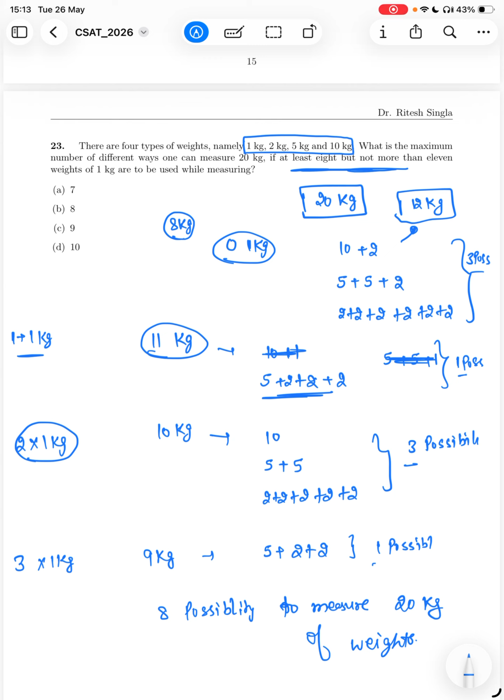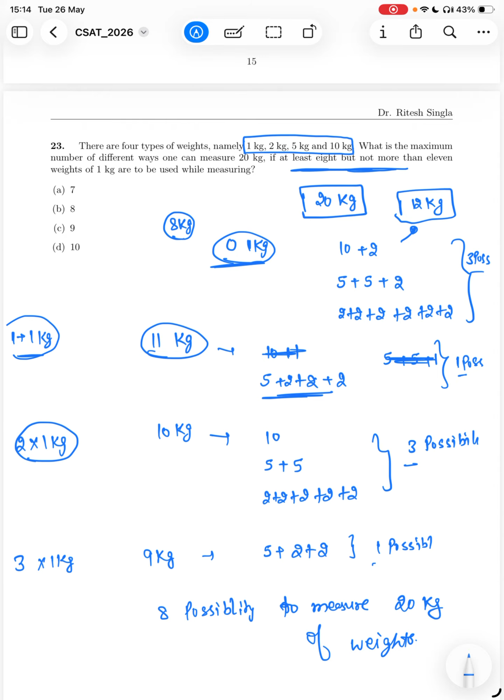We have already used 8. So we can at max use 3 1 kgs more, at one particular time at max. So you can use 0 1 kgs, 1 1 kg, 2 1 kgs or 3 1 kgs. So I have made all the cases that if I am using 0 1 kgs, so I need to cover 12 kgs more using 2, 5 and 10.